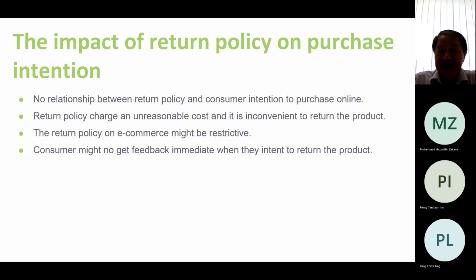The last one, the impact of the return policy on purchase intention, is also not accepted. The reason is the return policy charges an unreasonable cost, and it's not convenient to return the product. Sometimes the product is not so expensive, so when you return it, you need to pay, for example, a courier service charge. You add it up, and it's not so worth it. Therefore, in this case, it's not accepted, okay?